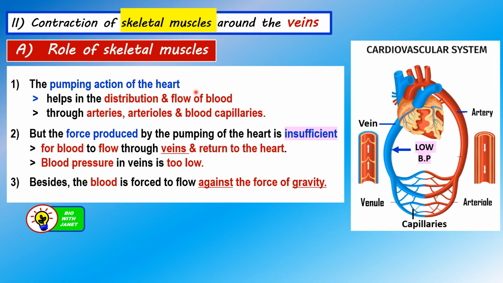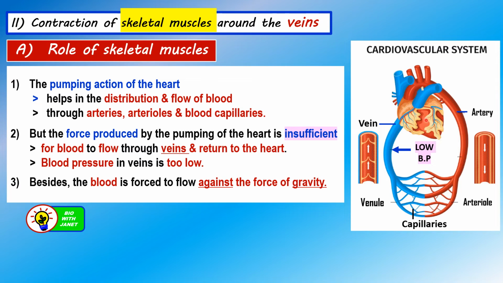Now, the pumping action of the heart helps in the distribution and flow of blood through arteries, arterioles, and blood capillaries. So let's refer to this picture here. Now, this is the heart, and here we see it's connected to an artery. So this one artery represents all the arteries, okay? And the artery branches to form the branches called the arterioles. Then arterioles branch out further to form the tiny capillaries, okay?